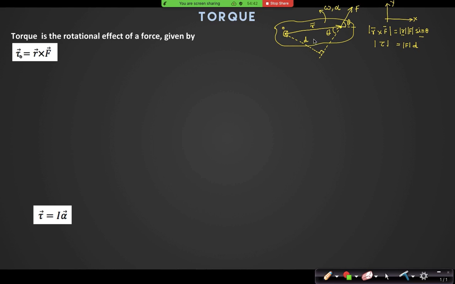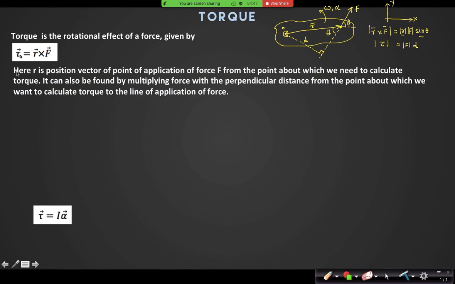Alright. So that is the torque, and I have written here that R is the position vector of the point of application of force F from the point about which we need to calculate the torque. So this is the point about which I want to calculate the torque. I will start my position vector from here, and the vector will end at the point where the force is acting. It can also be found by multiplying force with the perpendicular distance from the point about which we want to calculate torque to the line of application of the force.